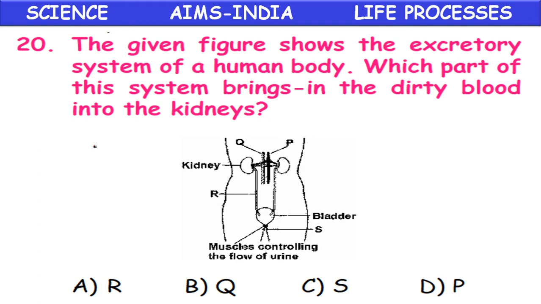Next, the given figure shows the excretory system of a human body. Which part of this system brings the dirty blood into the kidneys?